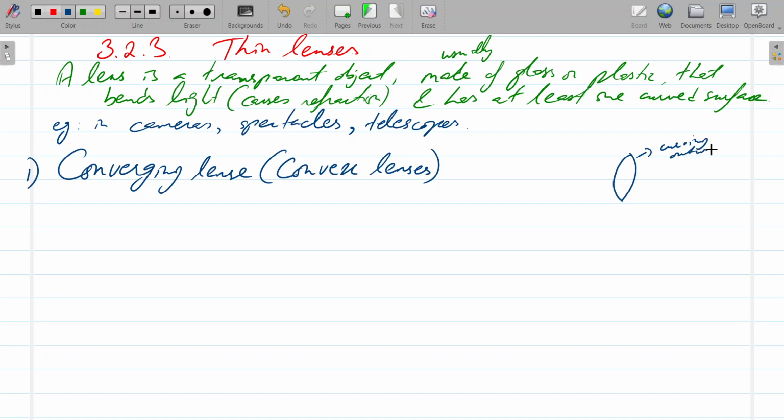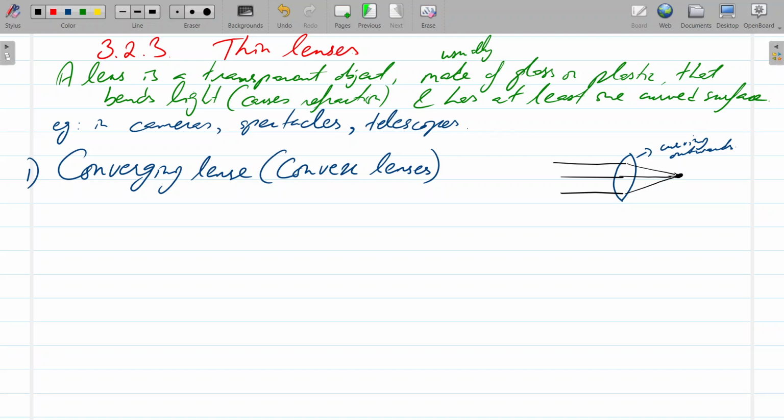Yes, and the surface is curving outwards. When you have beams of light passing through it, this one in the center passes straight through. And then these others bend to meet at one point, and they converge at a single point.